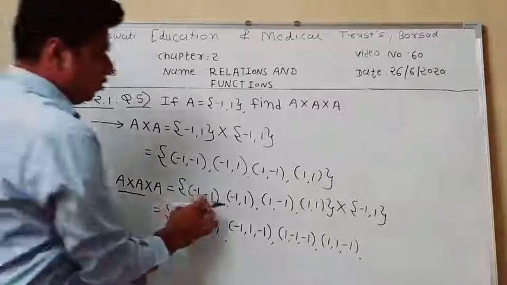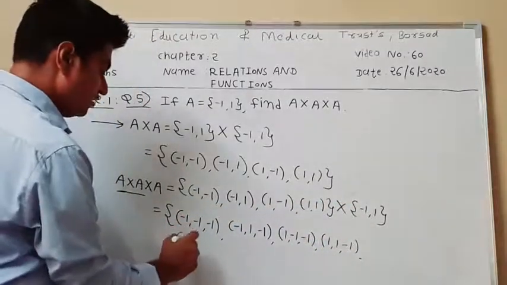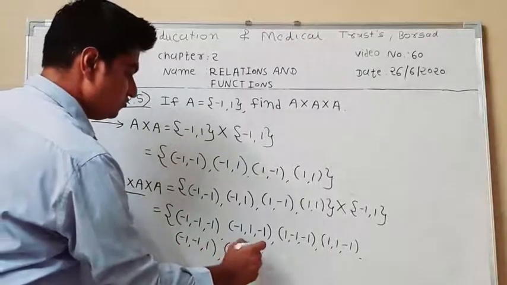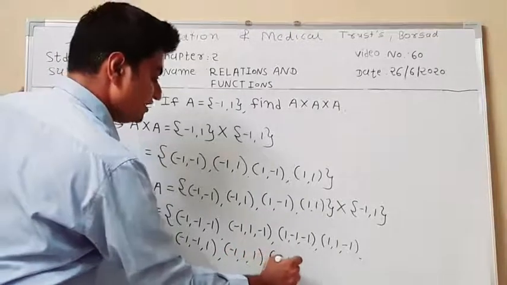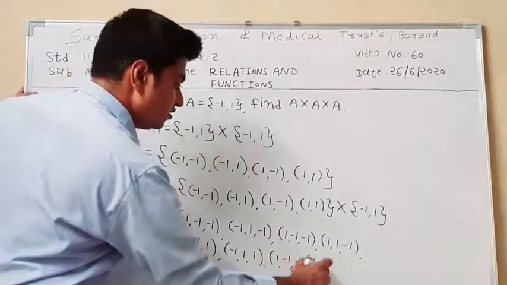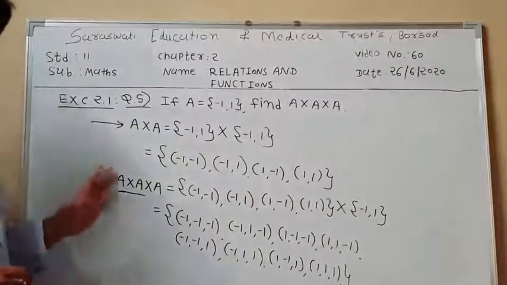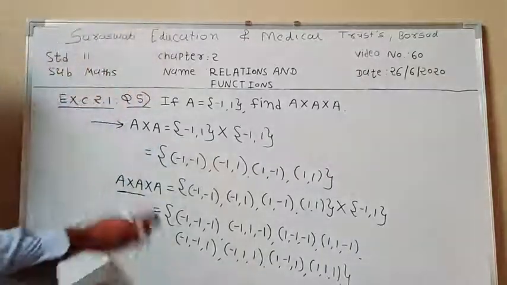In the same way, all these four ordered pairs multiply with 1. So here written (-1,-1,1), (-1,1,1), (1,-1,1), and (1,1,1), set over. So here we get the answer. Now next question, example number 6.